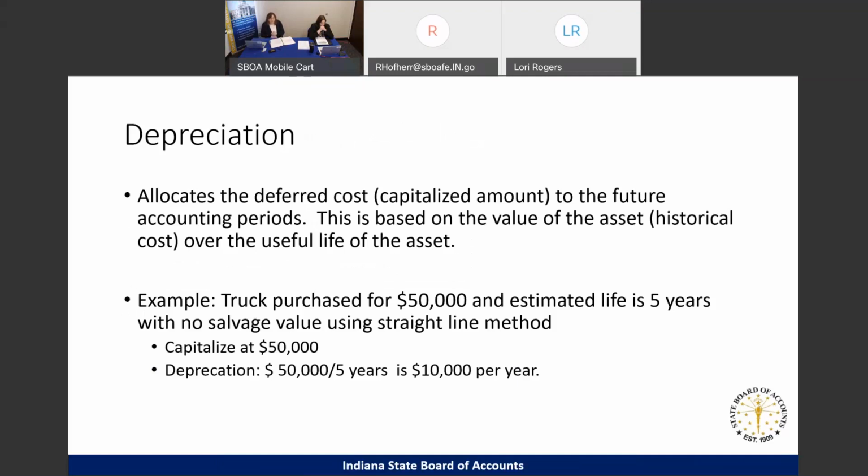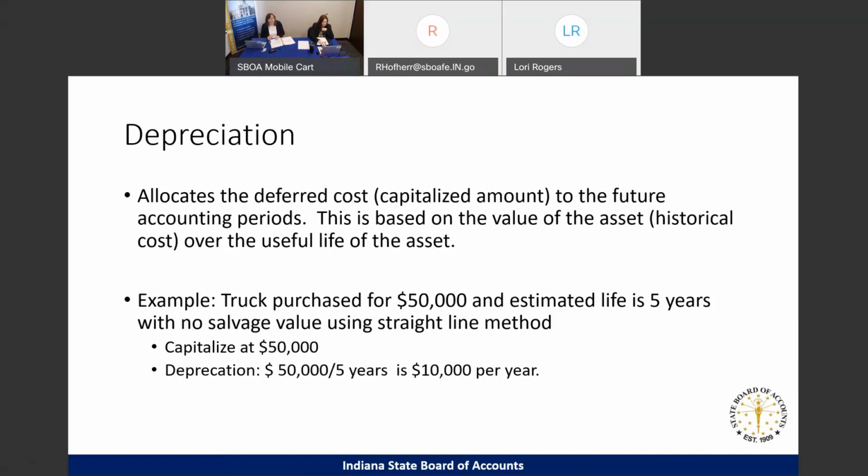Okay, so the new concept we're discussing is depreciation. This is a new area you have not had to calculate or track before, unless your county does GAAP financial statements. Depreciation is the mechanism for allocating that cost over the useful life of the asset. Remember we talked about this in the very beginning. The simplest way to do that is straight line, and that's the only one I'm going to talk about.